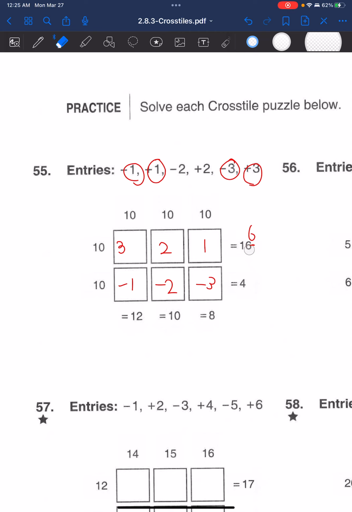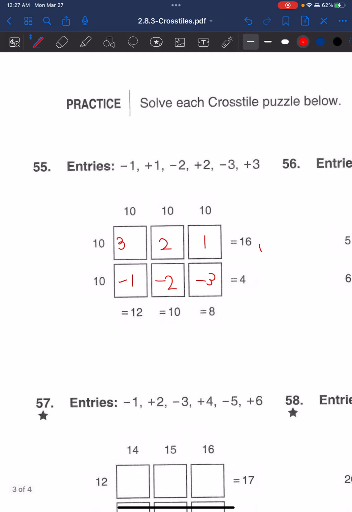Now we're just going to do a quick check to see if these boxes are correct. And so 3 plus 2 plus 1 is 6, and 10 plus 6 is 16. Negative 3 plus 2 plus 1 is 6, and so 10 plus 6 is 16. Negative 1 plus negative 2 plus negative 3 is negative 6, and 10 minus 6 is 4.